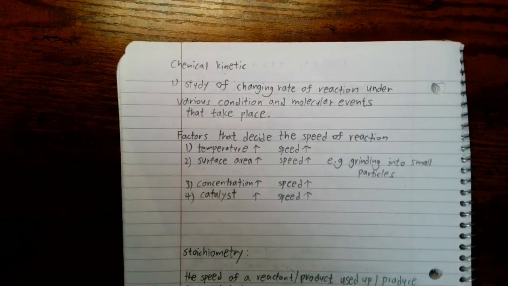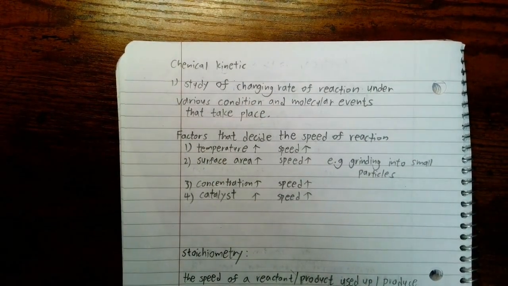And let's begin by talking about what chemical kinetics is. Chemical kinetics is the study of the changing rate of reactions under various conditions, such as temperature and pressure, and the molecular events that take place during the reactions.